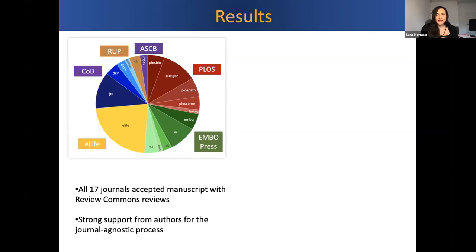So this is a distribution of our accepted manuscripts across the journals of our consortium. And as you can see, all the 17 journals so far accepted manuscripts with our reviews, despite they are journals with different scopes and different selection criteria. So this is an indication that our journal agnostic peer review, even if it is not tailored to satisfy a specific journal standard, it still contains enough information from the side of the journals to make a decision upon a manuscript. And we got a very strong support from our community of authors about our journal agnostic peer review process.